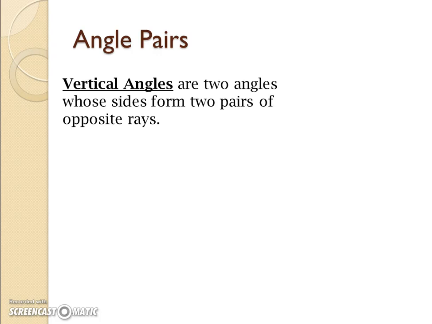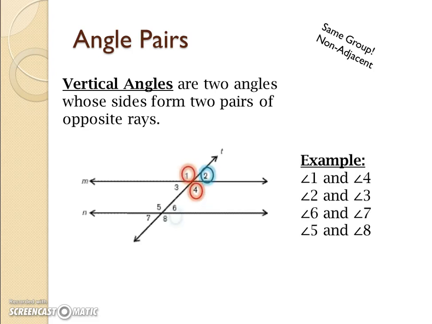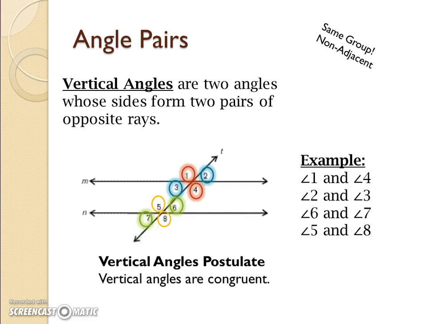Our next set is vertical angles. We already know these, but there are 2 angles whose sides form pairs of opposite rays. This time they're in the same group and they're not adjacent. So 1 and 4, 2 and 3, 5 and 8, 6 and 7. There are 4 pairs created by the transversal and the lines. Vertical angles are congruent, as we already know.